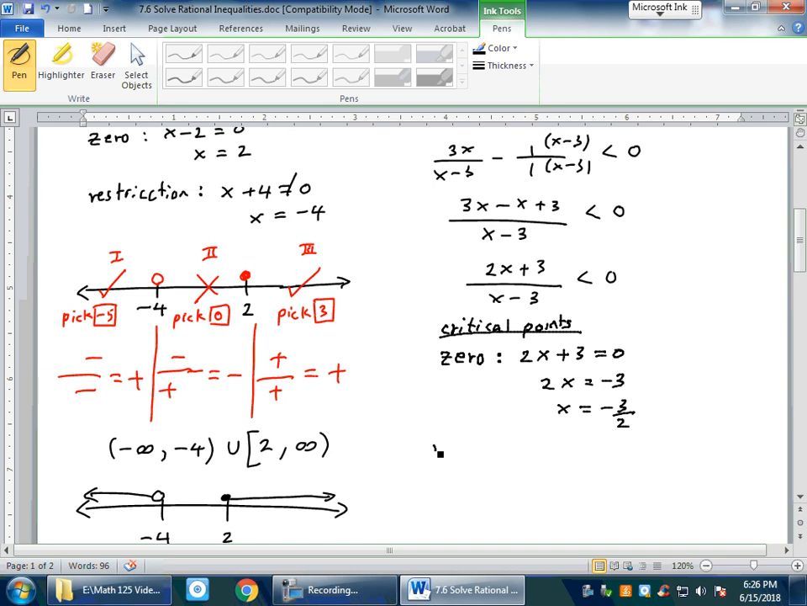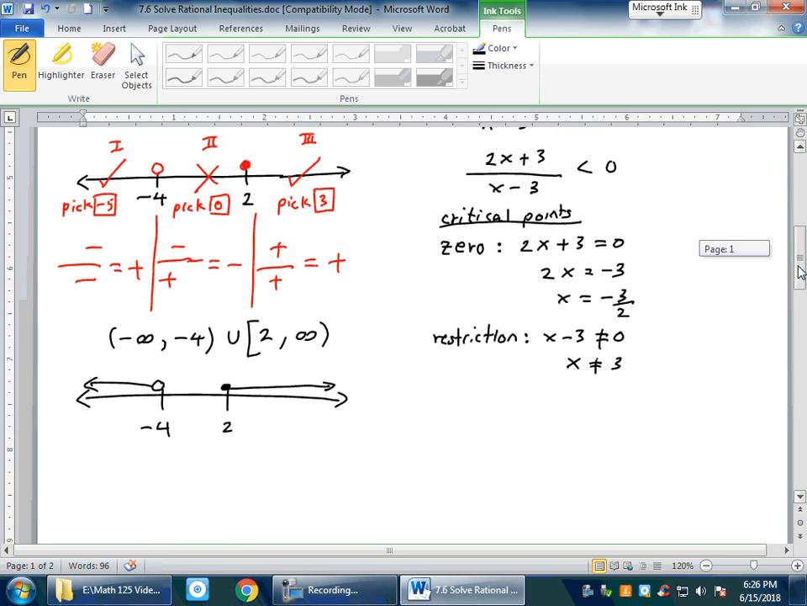And then restriction. The restriction is always the denominator part, right? Which value of x is going to make the denominator 0. So I know that x cannot be equal to 3. That's the restriction. Now we're going to use this critical number and the restrictions to draw the interval, to break down the intervals on the real number line. So here is negative 3 over 2, and here is 3.